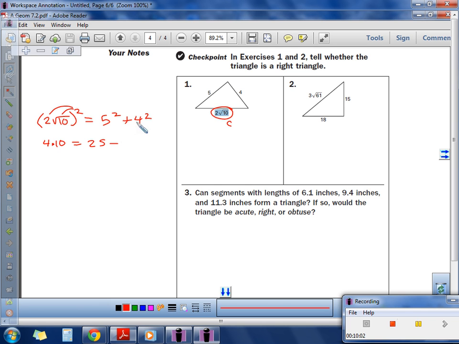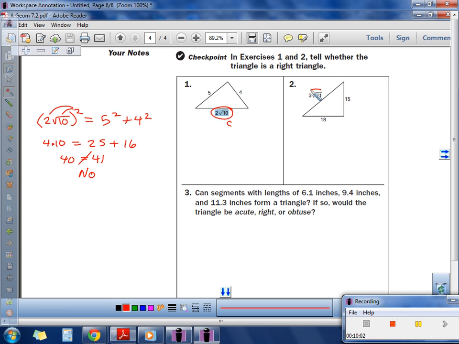25 plus 16 is 41. And that right there is 40. Does 40 equal 41? No. Do these make a right triangle? No, they do not make a right triangle.